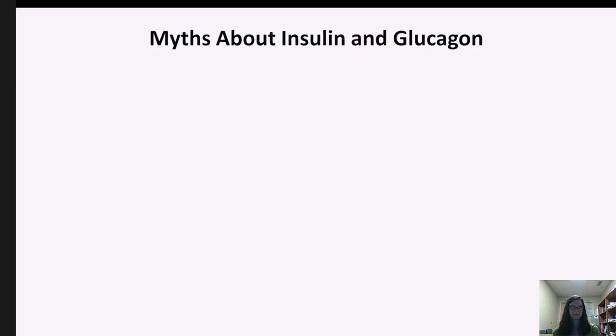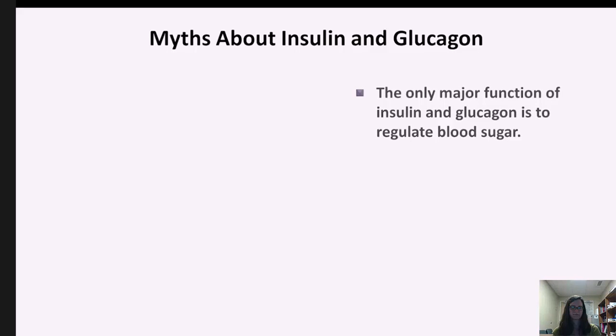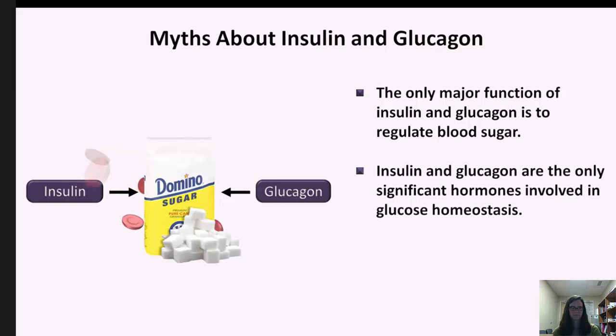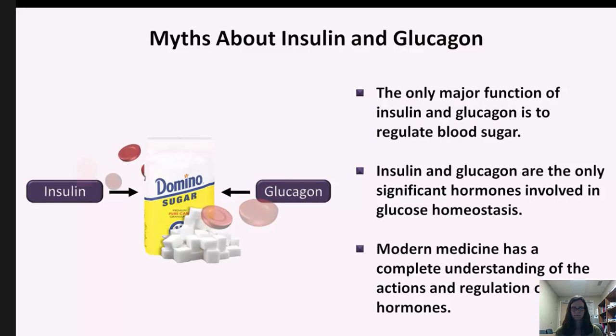I'm going to start off by mentioning 3 very pervasive myths about insulin and glucagon. The first myth: the only major function of insulin and glucagon is to regulate blood sugar. Second, that insulin and glucagon are the only significant hormones involved in glucose homeostasis, specifically the very simple model in which insulin makes the blood sugar go down and glucagon makes the blood sugar go up. And last, that modern medicine has a complete understanding of the actions and regulation of these hormones.